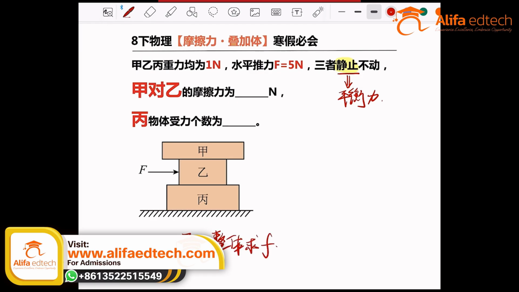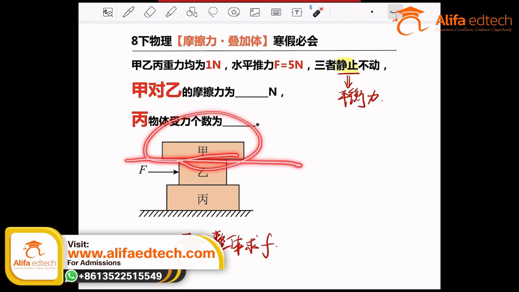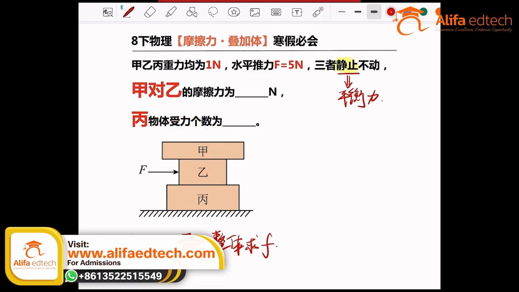What does that mean? Since multiple objects are involved, the biggest difficulty for many kids is identifying exactly which object to use as the subject for force analysis. So, this phrase actually gives you a clear guide for finding the subject. First, locate the surface it's asking for. For example, for the friction of A on B, where is that surface? It's right here. Then treat all objects above this surface as a single whole and perform force analysis on it. This is the basic method and approach.